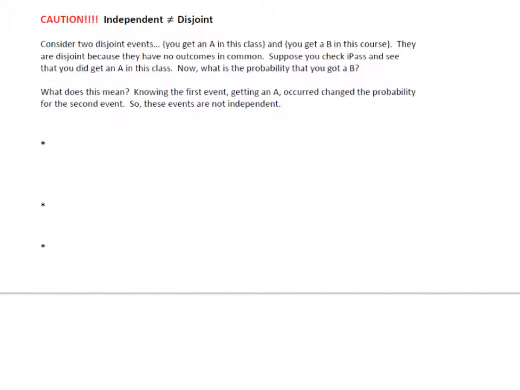So suppose that you check our online grading system. It used to be this thing called iPass. You guys remember that? And you find that you did get an A in the class. Now, what's the probability that you got a B? Well, the probability you got a B just automatically changed because of your knowledge of getting an A. That means that those two events cannot be independent. So knowing the first event, getting an A, changed the probability for the second event, so they're not independent.